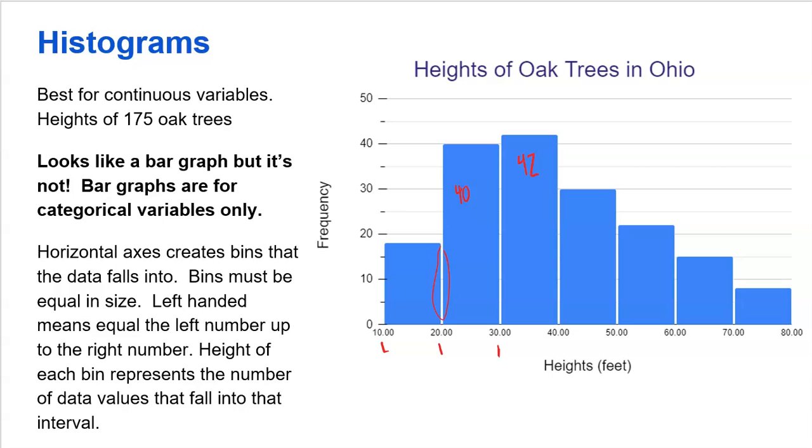But histograms are really cool. They do a great job of showing us the distribution. Remember what a distribution is. It's showing us what values the variable took on. Looks like anywhere from 10 to 80 feet. But it also shows us what was most common. 30 to 40 was the most common height of a tree in my data.